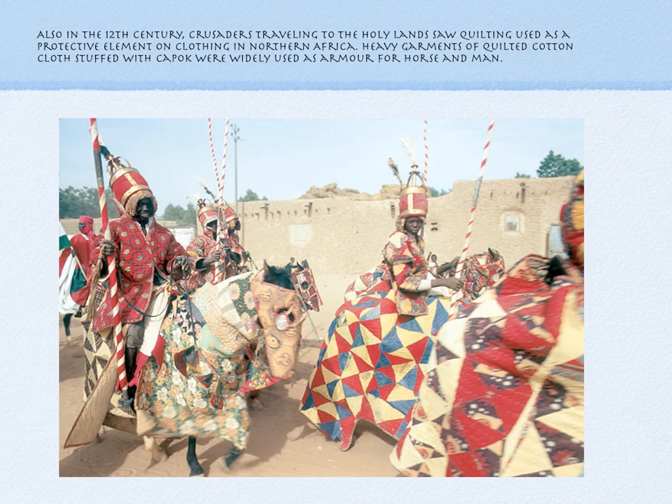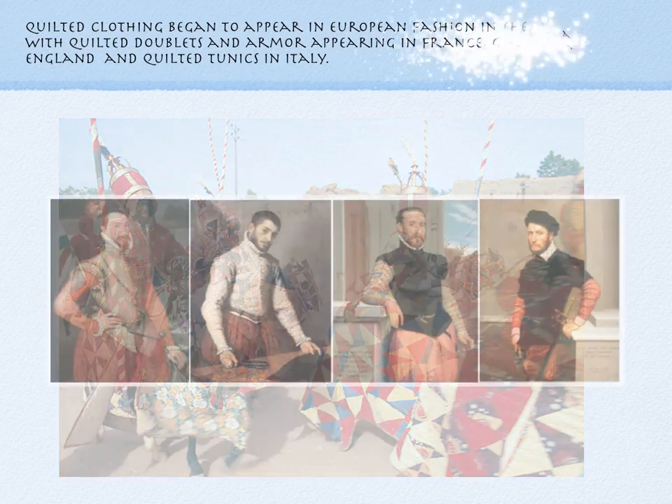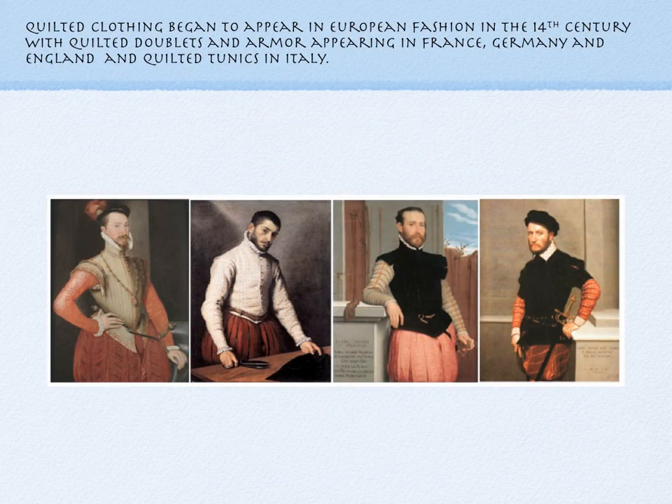Also in the 12th century, crusaders traveling to the Holy Lands saw quilting used as a protective element on clothing in northern Africa. Heavy garments of quilted cotton cloth stuffed with kapok were widely used as armor for horse and man. Quilted clothing began to appear in European fashion in the 14th century, with quilted doublets and armor appearing in France, Germany, and England, and quilted tunics in Italy.